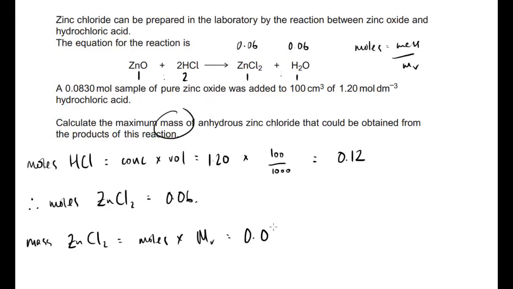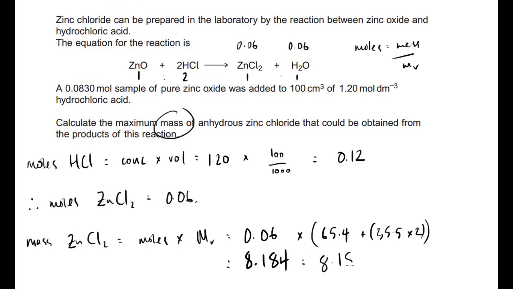So I know 0.06 is my moles, and my Mr is going to be my zinc and 2 of my chlorines. Now zinc, if you look at our periodic table, is 65.4, and I know that my chlorine is 35.5, but remember I have 2 of those because it's zinc chloride, ZnCl2. So add that up, multiply by 0.06, and you end up with an answer of 8.184. Now in this case, 3 significant figures, I would go for 8.18 grams, and there you have it.